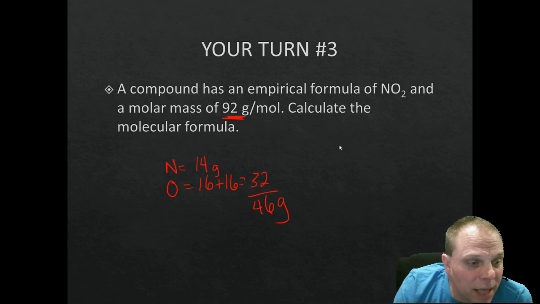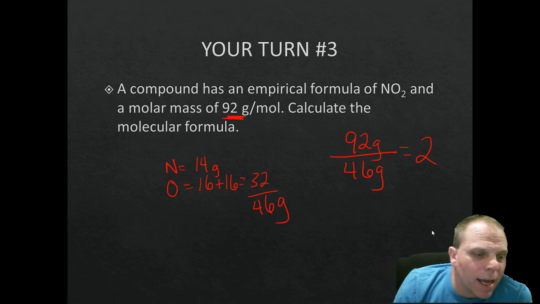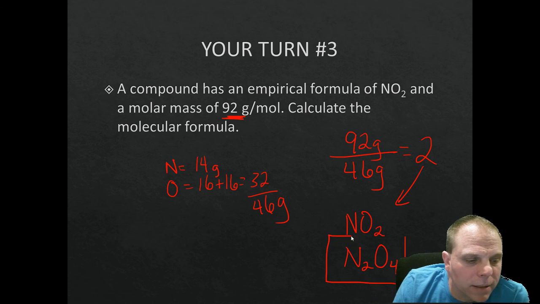And we remember we said to take the total molar mass and divide by the empirical formula mass, and we would get a whole number ratio. Guess what? We get a whole number ratio. It's 2. And so what do we do with that? Well, we take our empirical formula, which is NO2, and we multiply 2 by each of those. So our final answer will be N2O4. Okay, we'll box that answer.